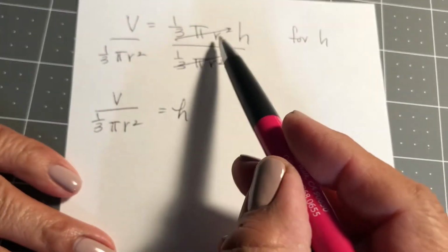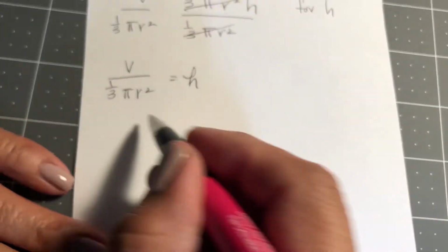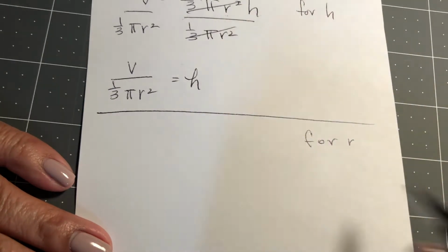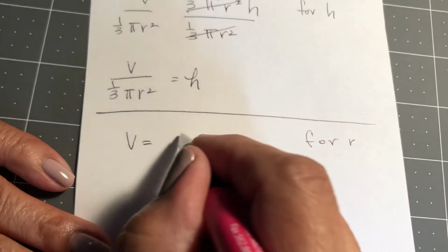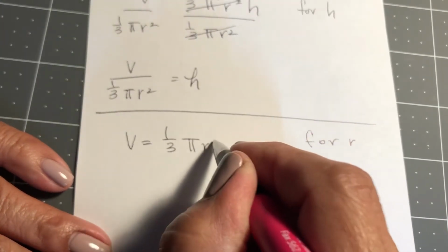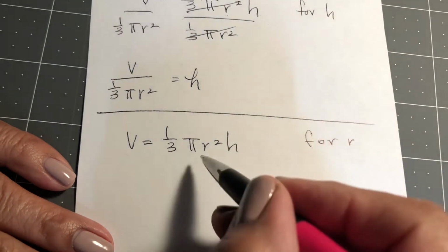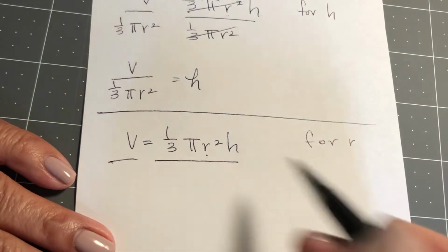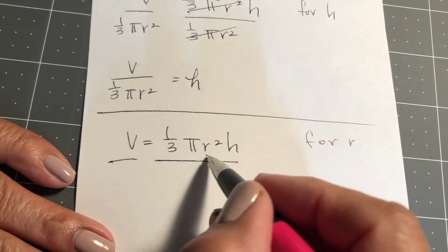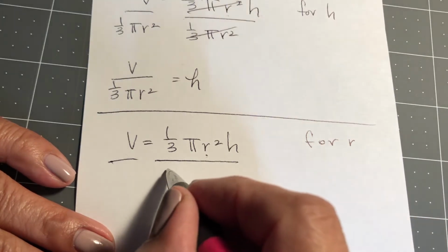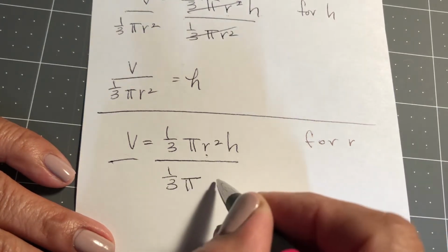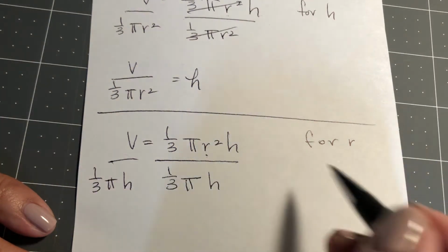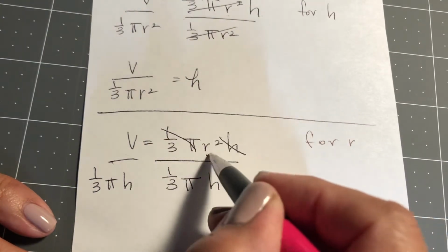However, if you're looking for the radius, right? So we're looking for r. If you take the regular equation again, 1/3 pi r squared times h, but you're only looking for the radius, you're going to divide everything except for r. So we have 1/3 pi h. That means this gets canceled, that gets canceled, but r stays behind.